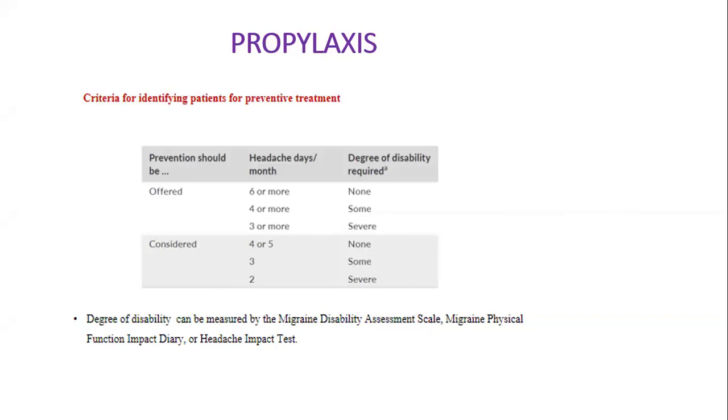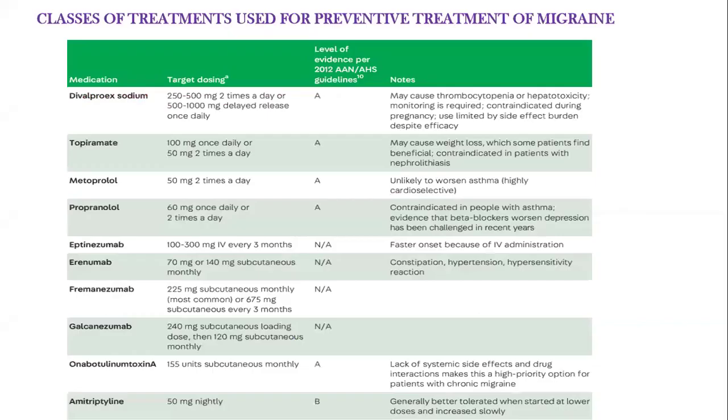Sometimes we extend the treatment duration up to 6 months. So we choose the prophylactic medicine according to the side effect profile. Say for example, if a patient is having seizures along with the migraine, we'll prefer divalproex sodium. If a patient is too obese, wants to reduce the weight, and meanwhile to reduce the migraine attack, we use topiramate.